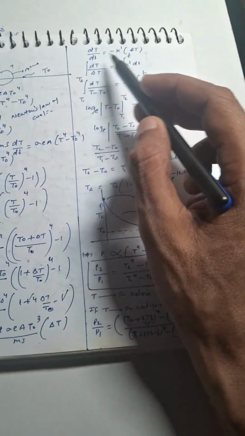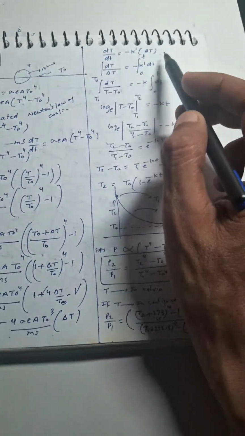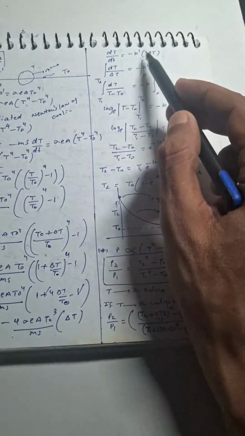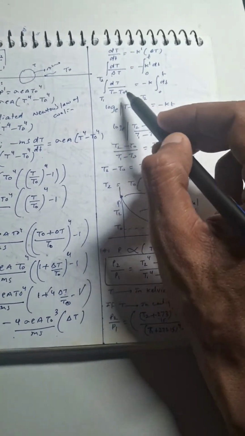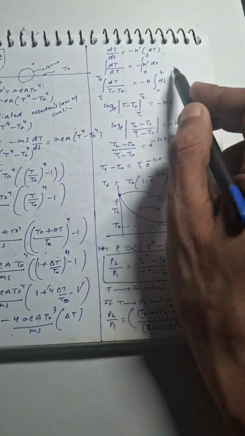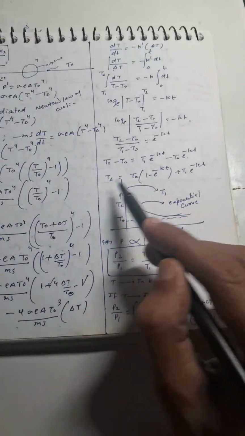Now we get this as minus K delta T. This is the Newton's law that rate of cooling is proportional to the temperature difference. So this term can go over here. Now we write delta T is T minus T naught. Then we integrate the above expression from T1 to T2 and 0 to T. And after final calculations, this is the result that we have, that T2 as a function of time is this thing.